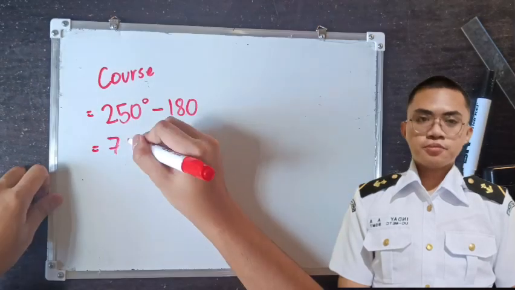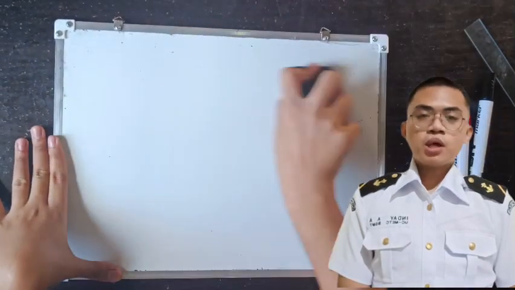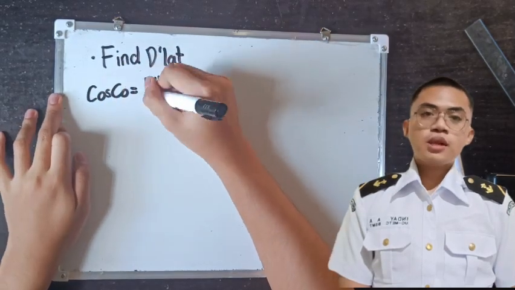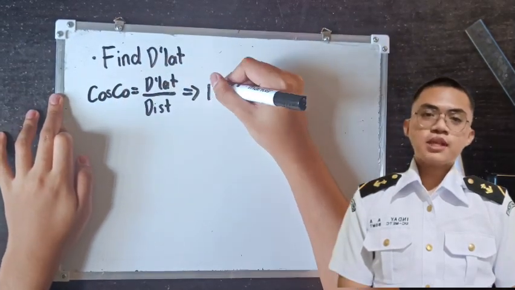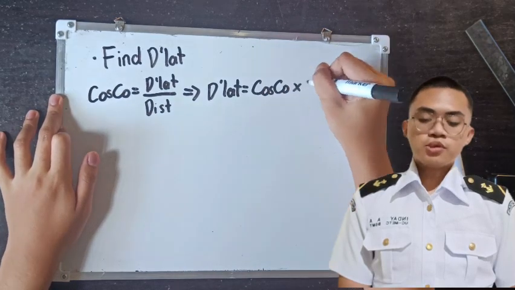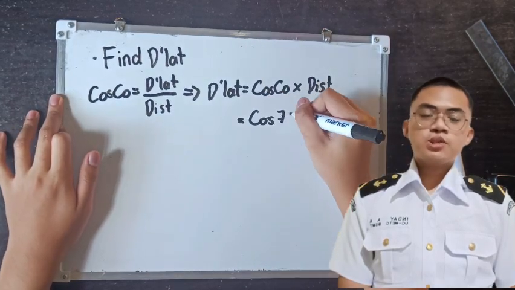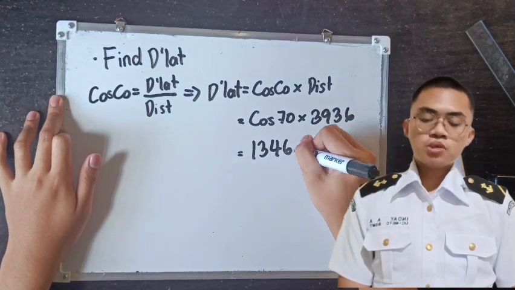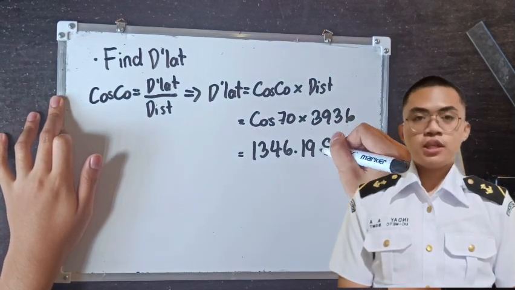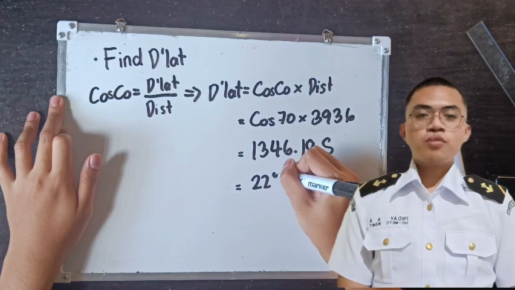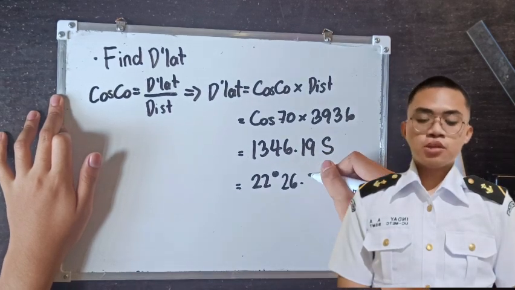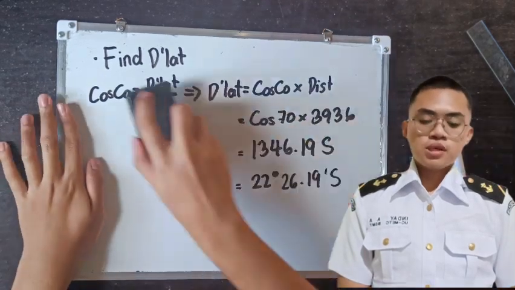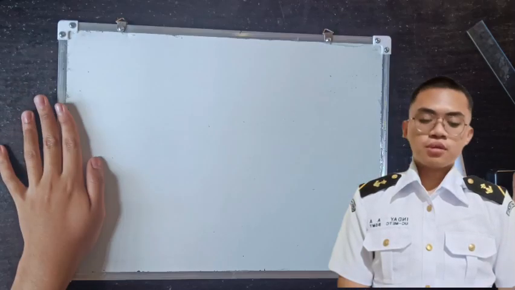Find the DLAT. Using the formula cosine course is equal to DLAT over distance, you can change it into DLAT is equal to cosine course times distance. Substituting the variables, we have cosine 70 times 3,936, which is equal to 1,346.19 minutes south. Convert it into degrees by dividing it by 60. We have 22 degrees 26.19 minutes south.